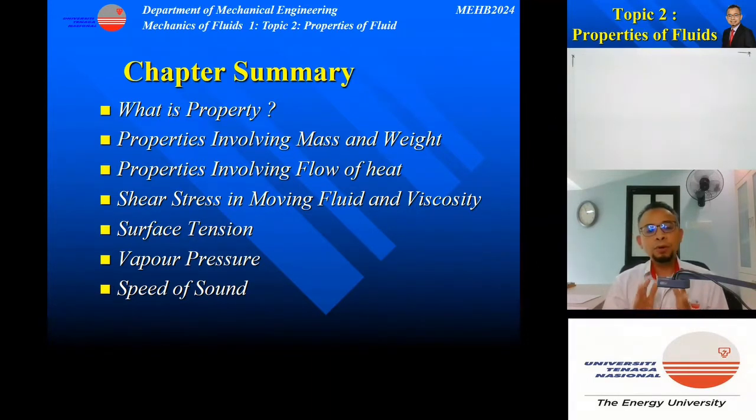This is more related to liquids, because whenever there is liquid, it will form an interface between the liquid and the vapor phase or the gas phase. So in between, there will be a free surface, which will exhibit surface tension. Then we're going to be looking at vapor pressure. Vapor pressure is important because it's related to change of phase from liquid to gas and gas to liquid again.